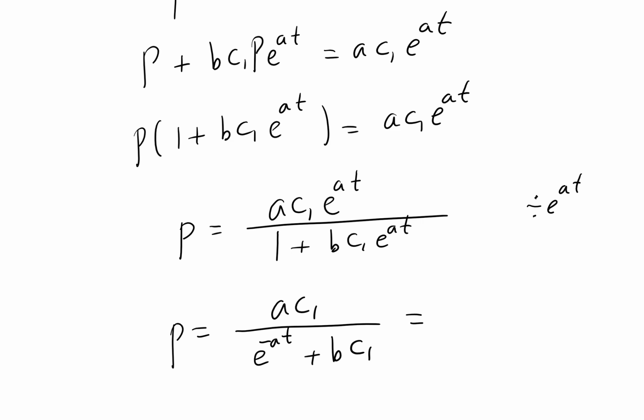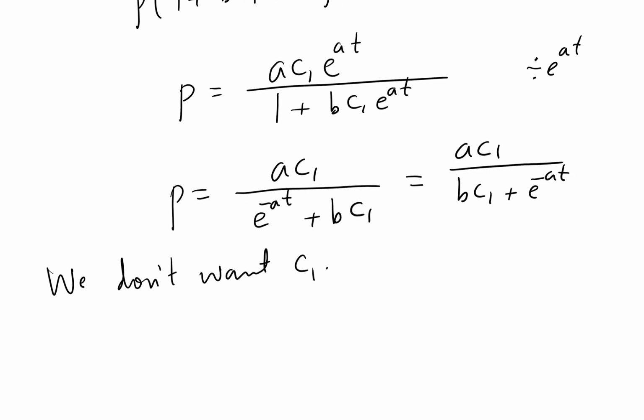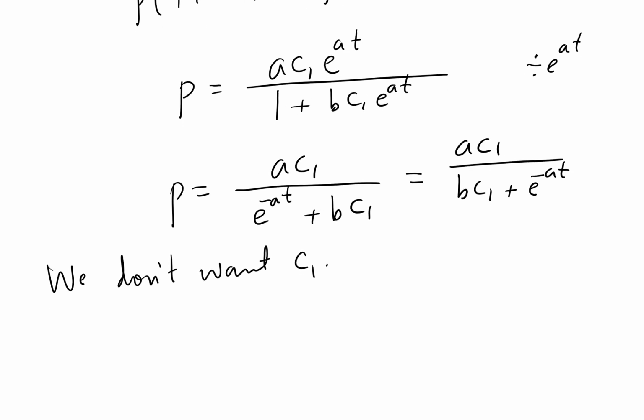Some people like to write it AC1 over BC1 plus, and they put the e to the negative AT after BC1. Either one would be fine. So one thing here we don't want to see is the C1. How can we get rid of the C1? Usually it's given the initial condition, the initial population P of 0, which means the population at time equals 0. We call it P sub 0, and it will be given to us.